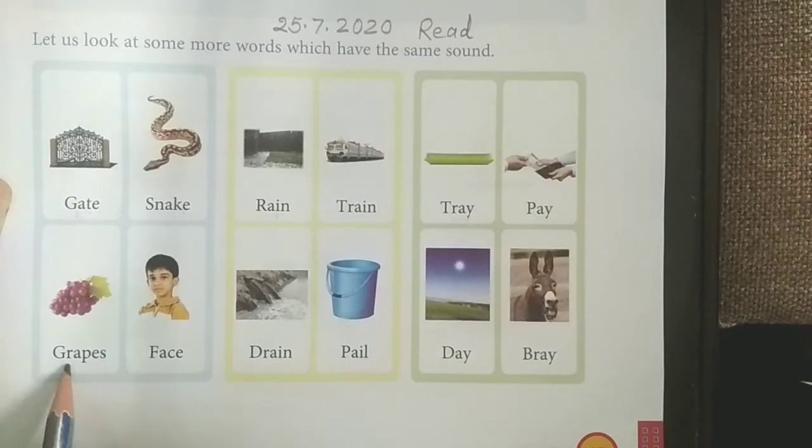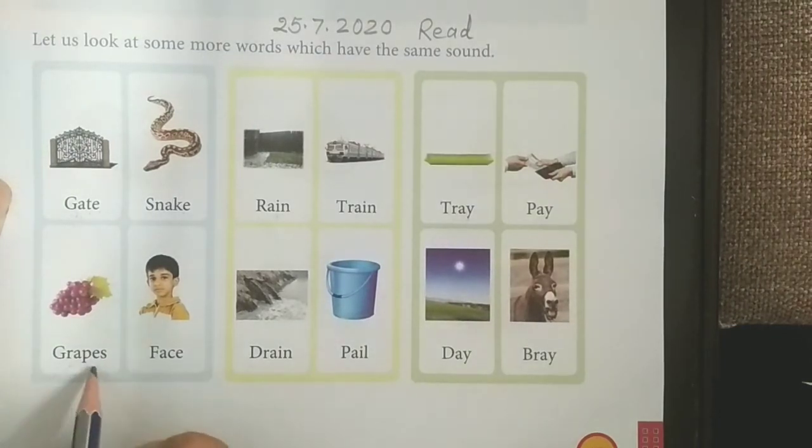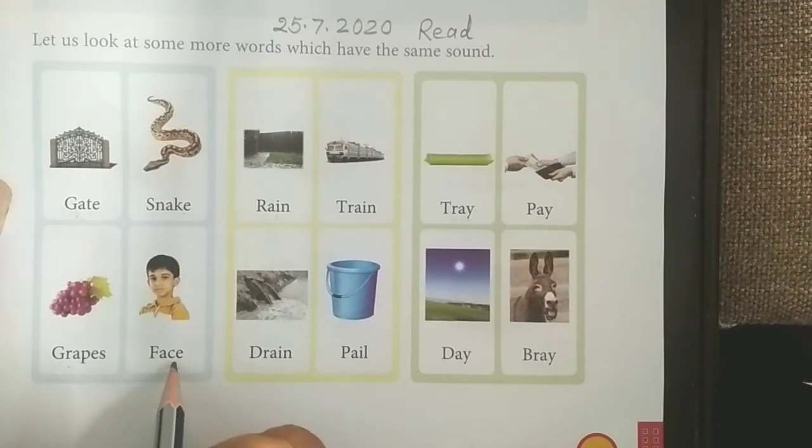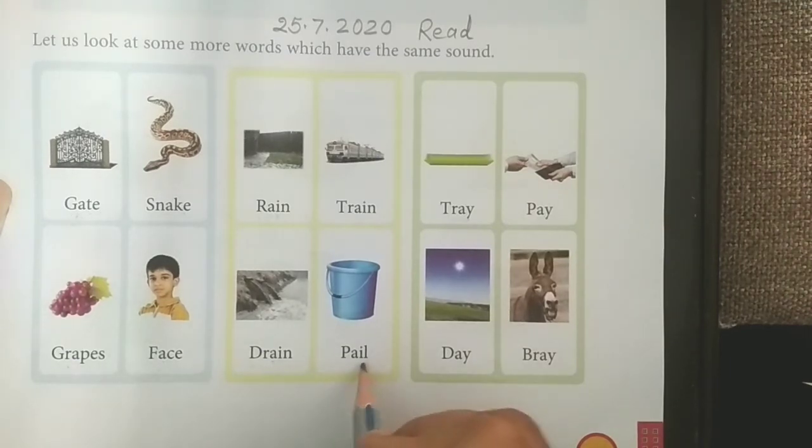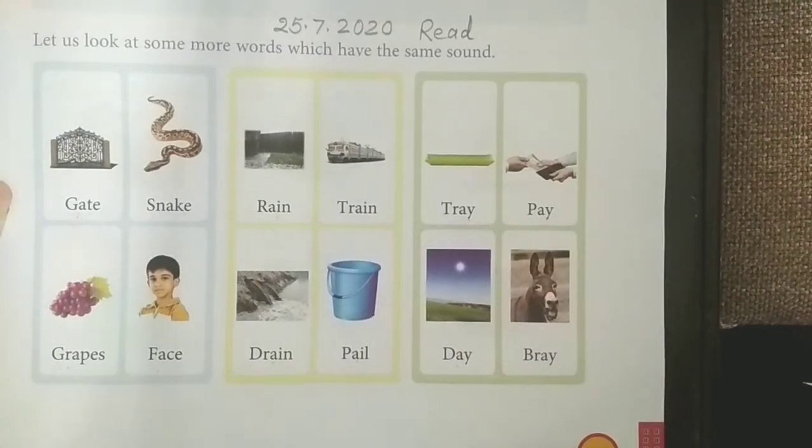The next word, grapes. This is again the magic word. Face. It is magic word. Brain. This A-I is in between. Pale. A-I is in between the word. Day. And the last word is bray. Here, A-Y is there at the end of the word, right?